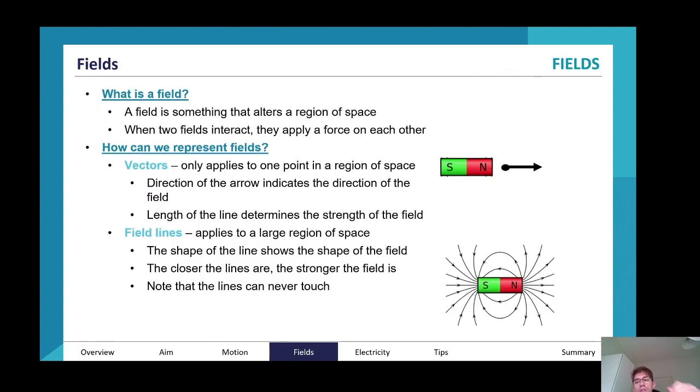So let's get on to the topic of fields. We've been here for 2 hours. We can do half an hour more. Let's go. So what is a field?